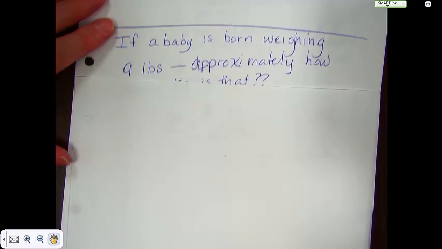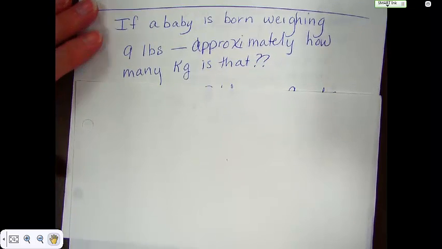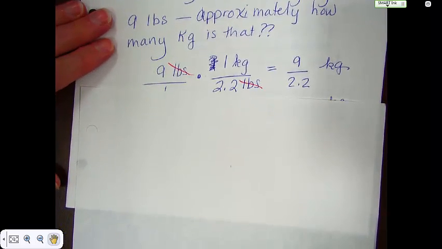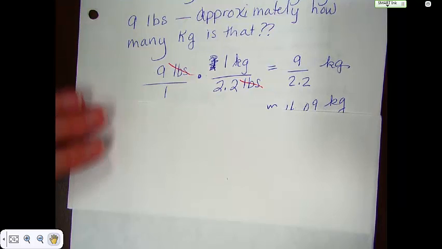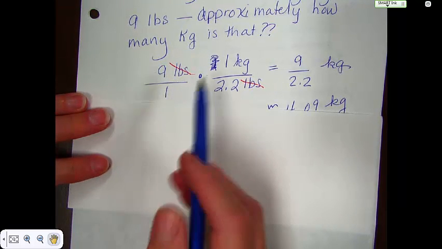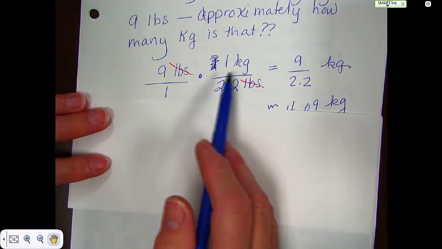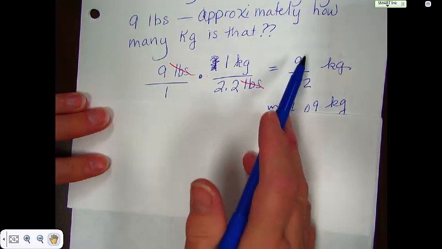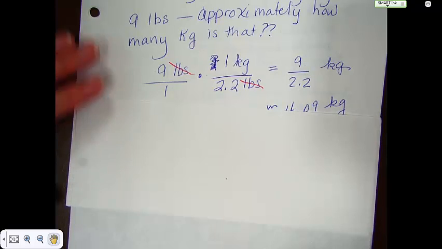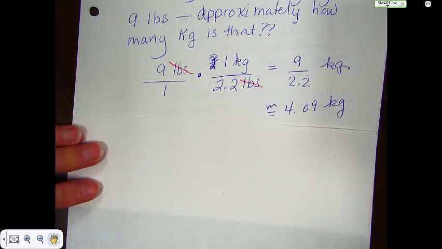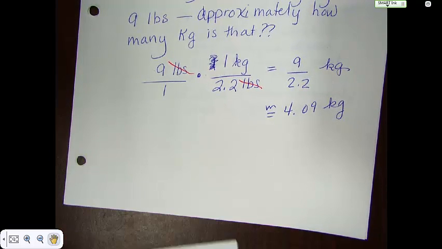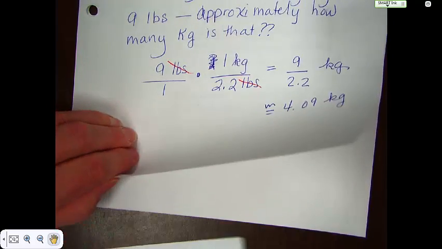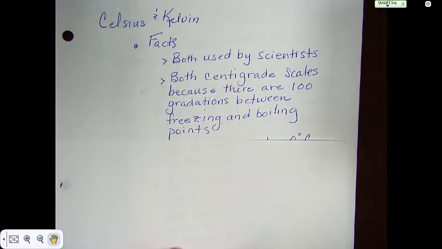If a baby is born 9 pounds, approximately how many kilograms is that? We'll use the same system. 9 pounds over 1 times 1 kilogram is equal to 2.2 pounds. Get rid of the commons, and it equals 9 divided by 2.2, approximately 4.09 kilograms. That railroad system is really kind of nice. It does a good job of converting.